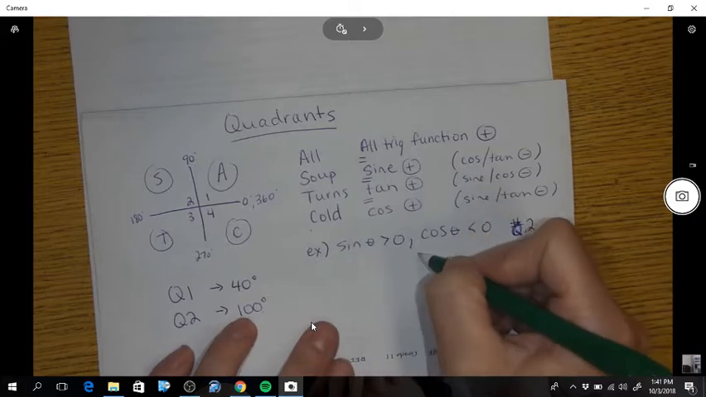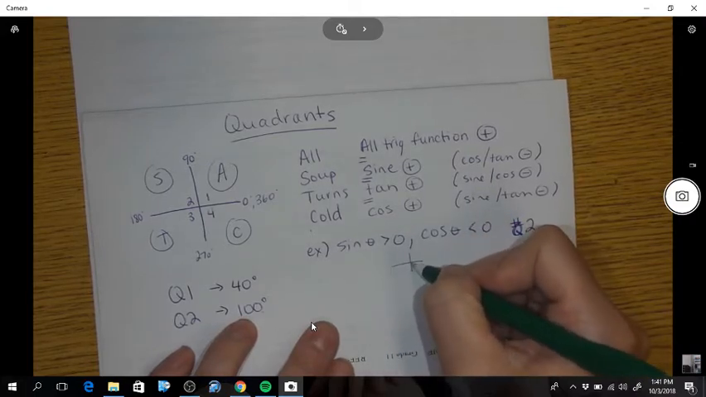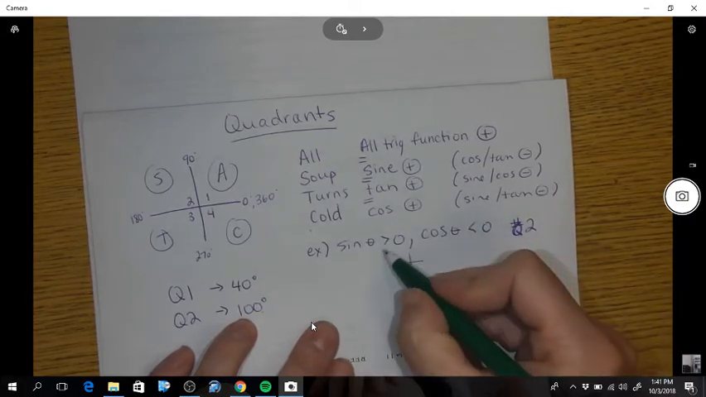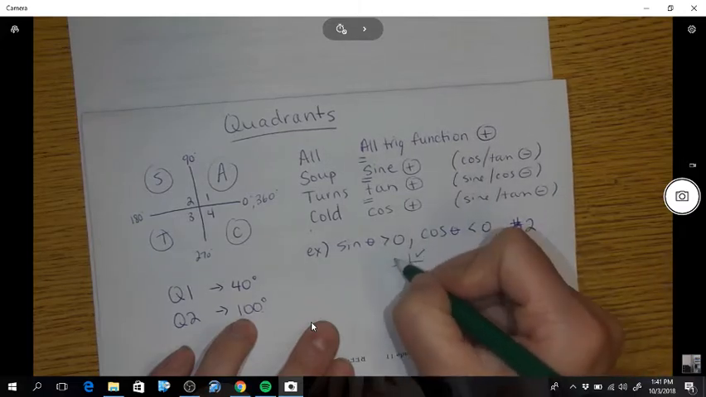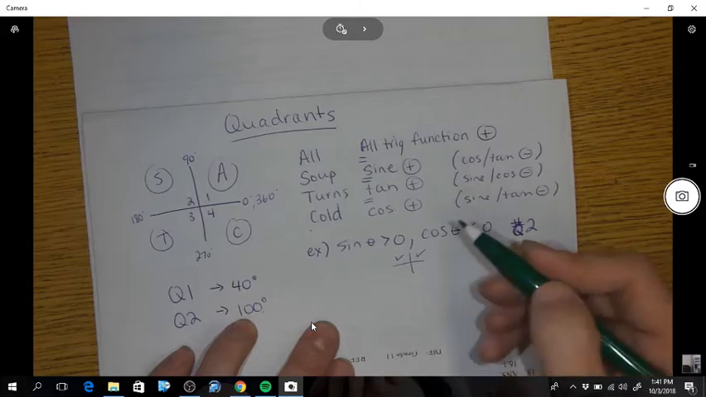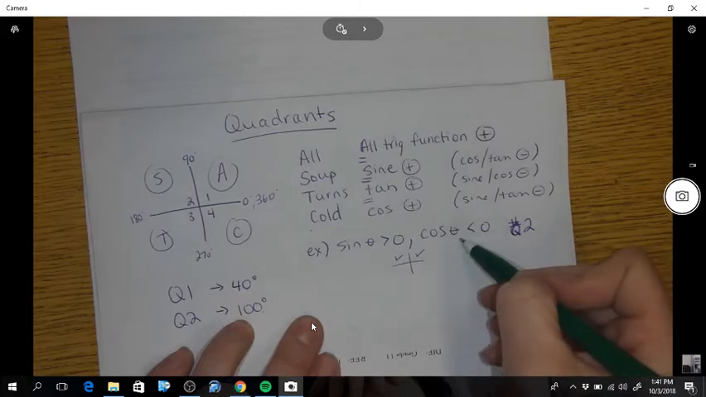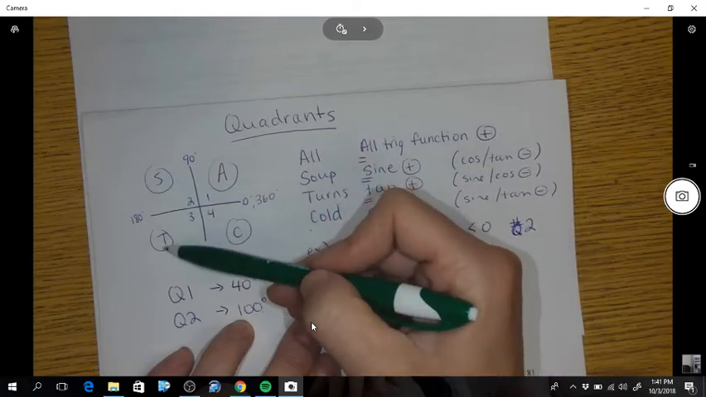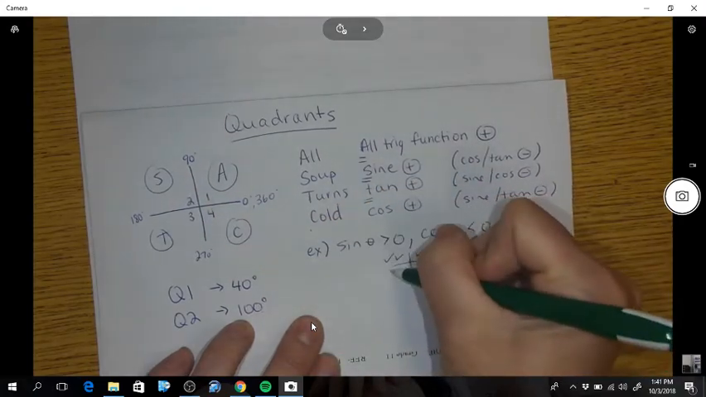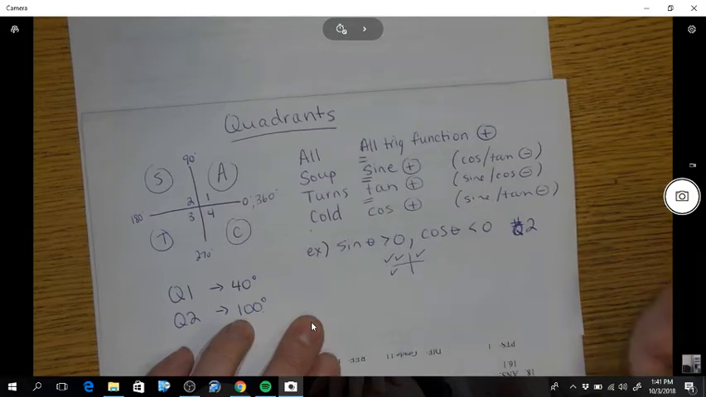Okay, another strategy to doing it would be, where is sine positive? Well, you would have it in this quadrant and this quadrant. Where is cosine negative? Okay, well, cos is positive here and here, so it's negative on the left side. So where did you end up with an overlap? In quadrant 2.